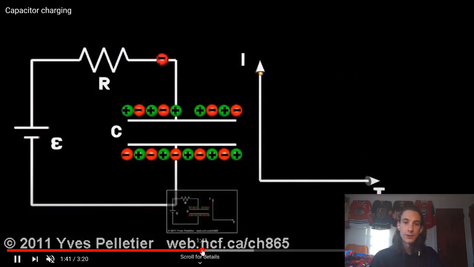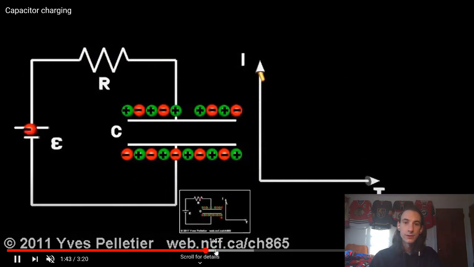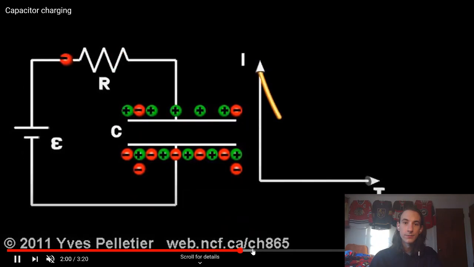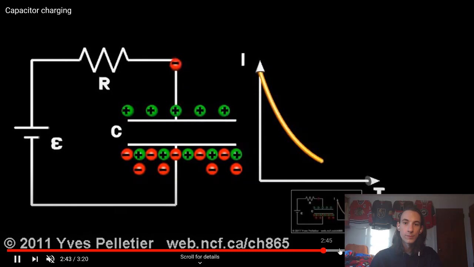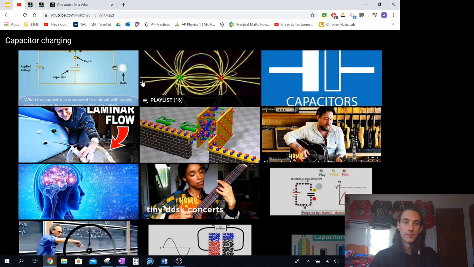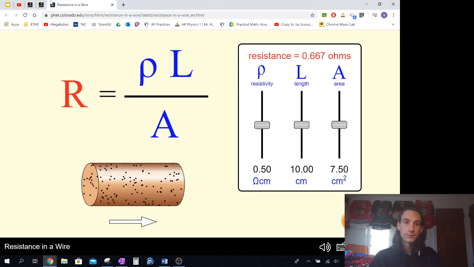And then afterwards, let's see, is this discharging? No. Oh, whatever. Okay, but yeah, so cool.